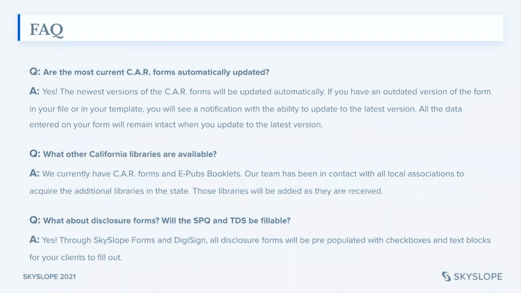Next question here. Are the most current CAR forms automatically updated? Yes. As you saw in my demo, we had that one listing agreement that needed to have a revised version applied. So we went ahead and just clicked update now, and it automatically updated within the account. So, yes, the newest version of your CAR forms, or really any state forms, will be able to be updated automatically. If you have that updated version in your template, you'll see that same notification that I pointed out. And all data that you've entered into your form will remain intact, so you will not lose any progress. All of that previously entered information will still be readily available for you.